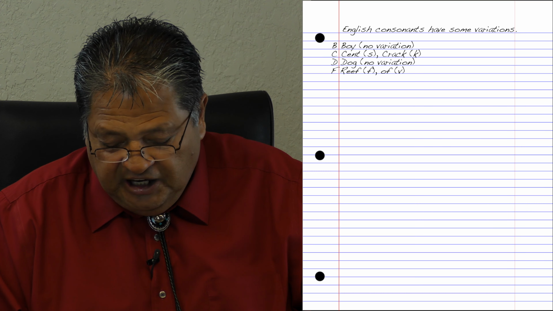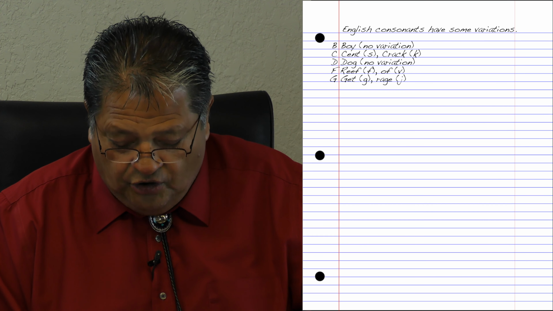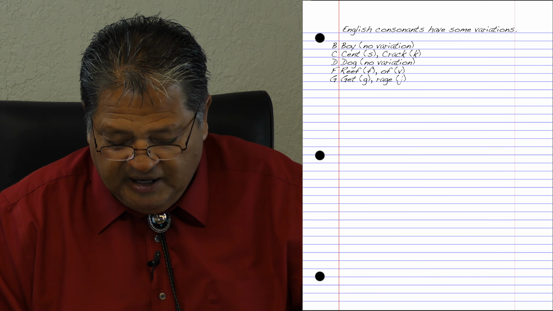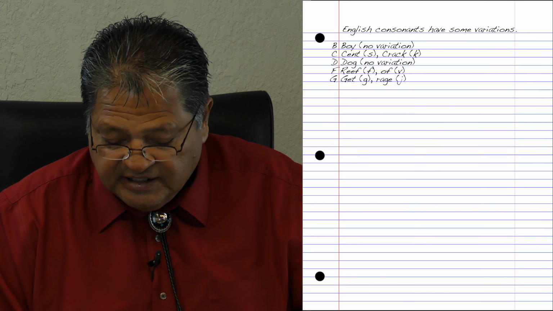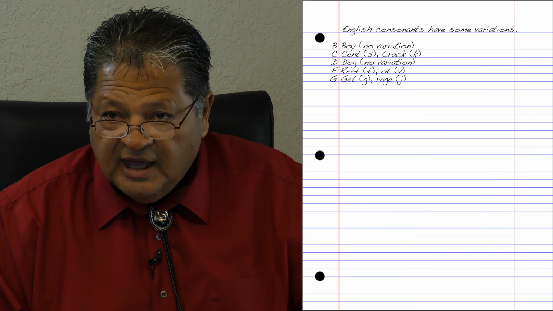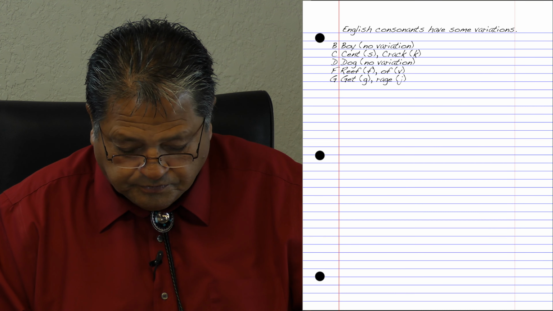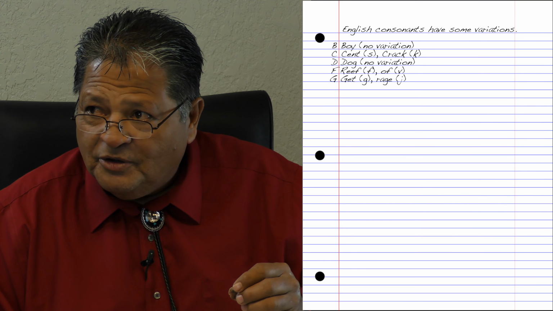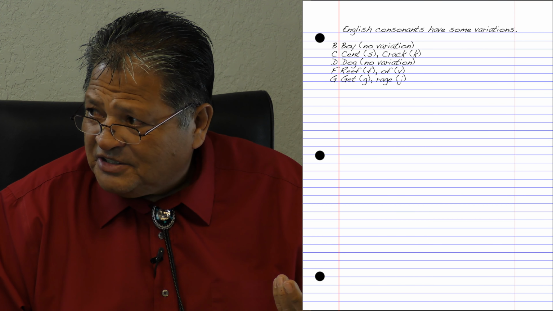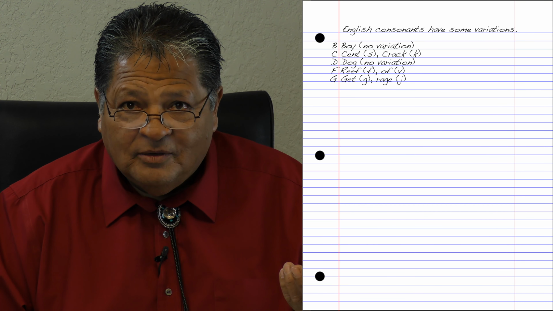In English, G also has two sounds, a hard sound and a soft sound. The hard sound being G as in get, or J as in rage. You know, when I was a kid, I always wondered, why do they use a G to make a J sound when it's already got a J? Why didn't they use a J?